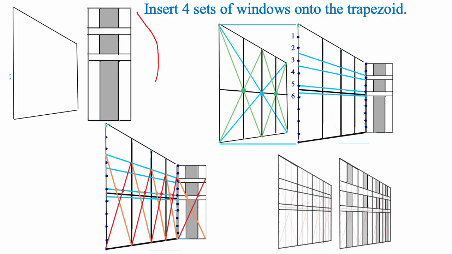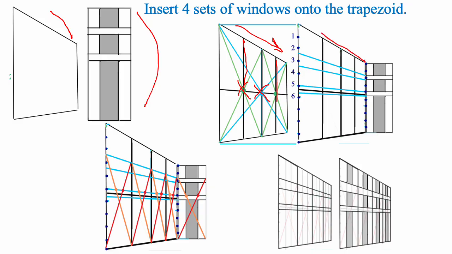We want to insert 4 sets of these windows onto this trapezoid. So first we have to divide the trapezoid into 4 parts, and we do that by using the blue diagonal here to find the center and the 2 green diagonals to find the lines on both sides of the center. So now we have 4 parts in perspective.